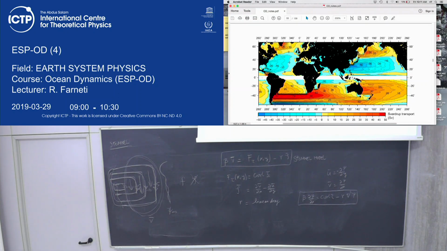This is just the Sverdrup balance, which is valid for the interior. So the interior is in Sverdrup balance, and the interior responds by changing planetary vorticity. Something else is happening here that is not taken into account in this theory.